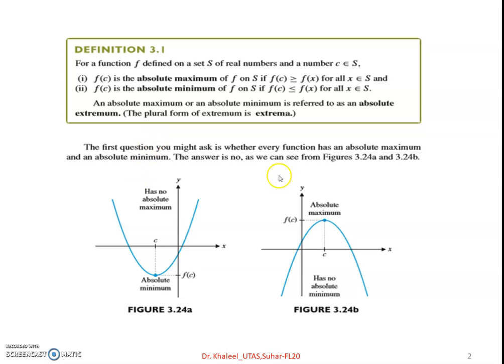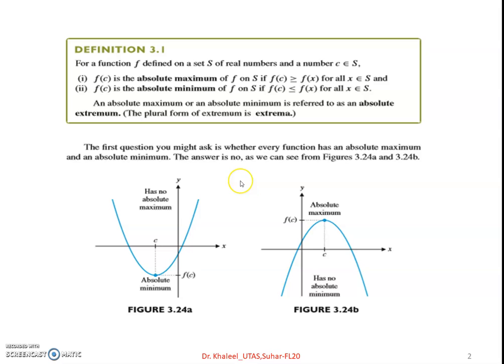So the question here is whether every function has an absolute maximum and absolute minimum. The answer is no. You see, in this one you have an absolute maximum, but there is no absolute minimum. In this example, we have an absolute minimum, but there is no absolute maximum.